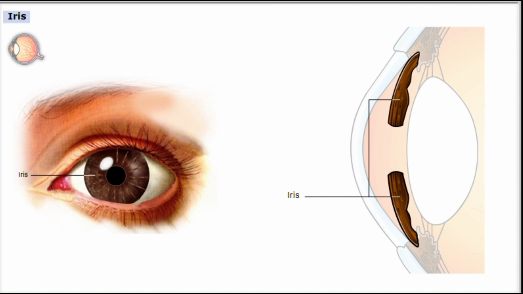The iris contains 2 muscles, the sphincter, which constricts the pupil, and the dilator, which dilates or enlarges the pupil. The sphincter is innervated by the parasympathetic nervous system and the dilator by the sympathetic nervous system. The balance between the nerve impulses to the two iris muscles is responsible for the pupillary reflexes.